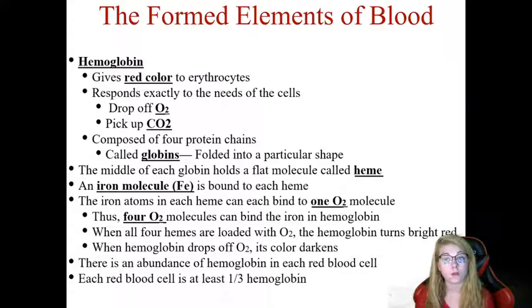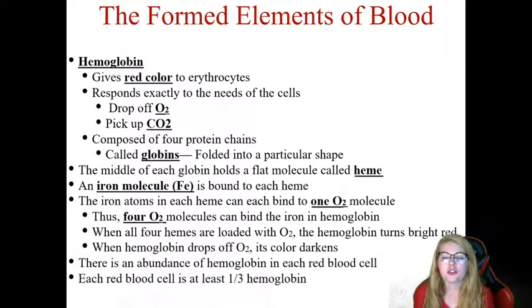And so when all 4 hemes are loaded with oxygen, because remember there's 1 for each globin, that hemoglobin molecule is going to be bright red. And when it's full, the hemoglobin will drop off that oxygen in the tissues where it's required, and then the blood actually gets a darker color because we've delivered the iron and the oxygen where it needs to go.